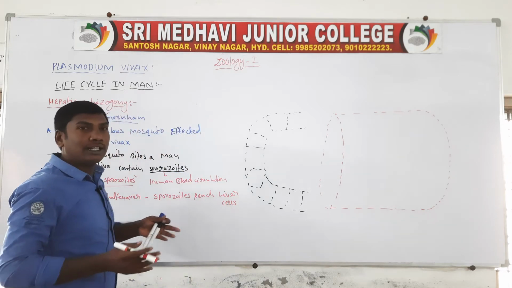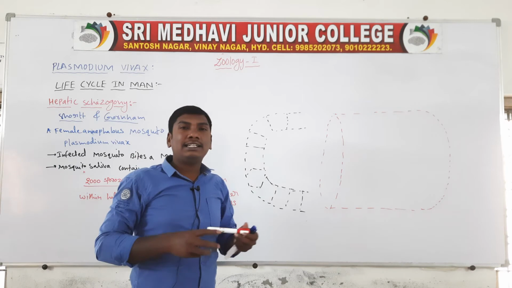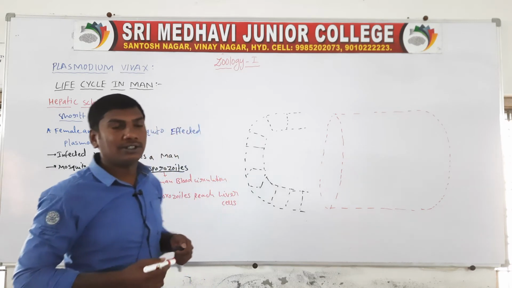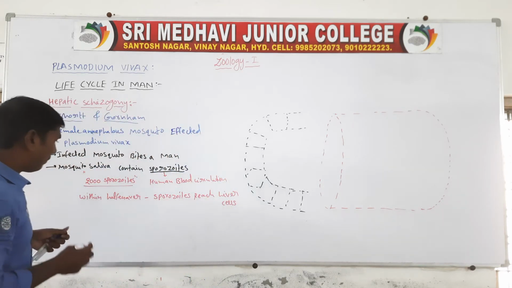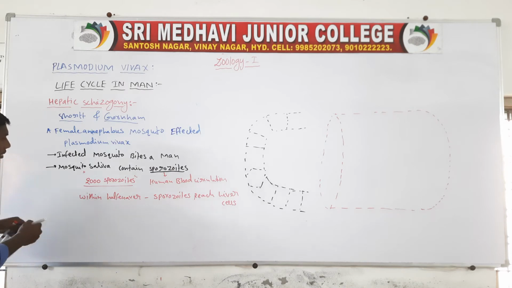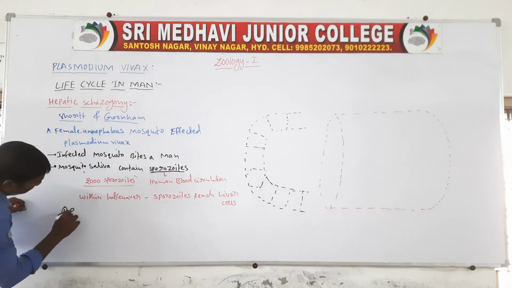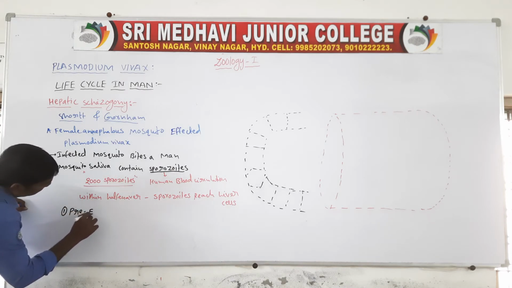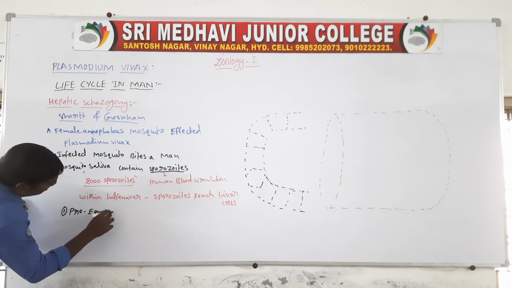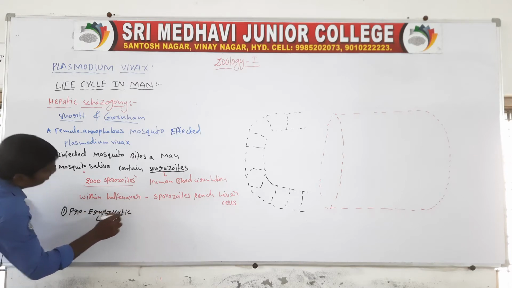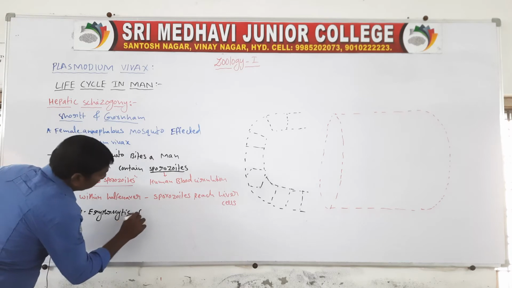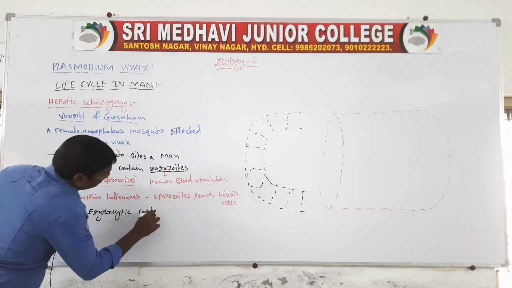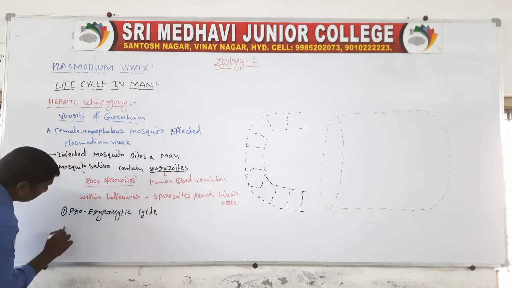Next, in the liver cell there are two types of schizogony. One is the pre-erythrocytic cycle. The second one is the exo-erythrocytic cycle.